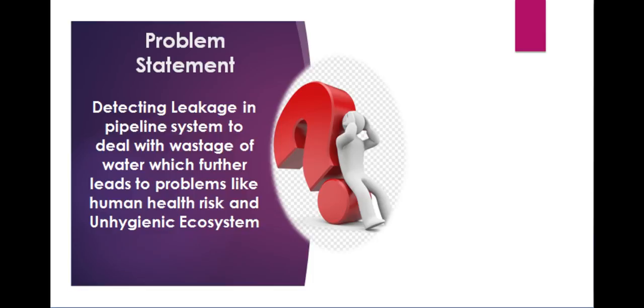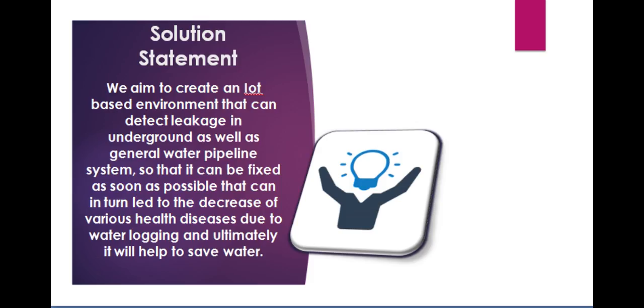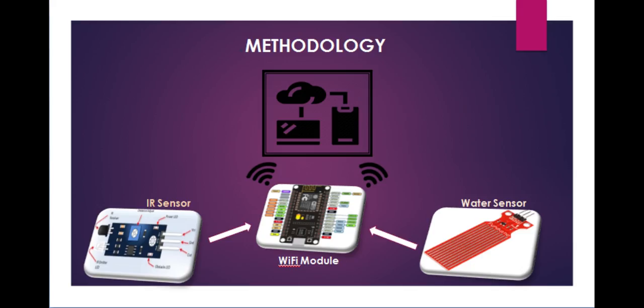So basically the solution that we have, on the next slide, is that we aim to create an IoT-based environment that can detect leakage in underground as well as general pipeline systems. It can be any pipeline system, but we are restricted to water pipeline systems, so that it can be fixed as soon as possible. That in turn leads to a decrease in various health diseases due to water logging and ultimately helps to save water. So moving on to the next slide, we have our methodology.